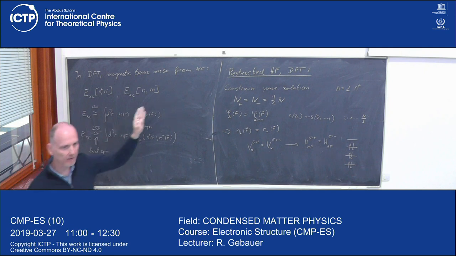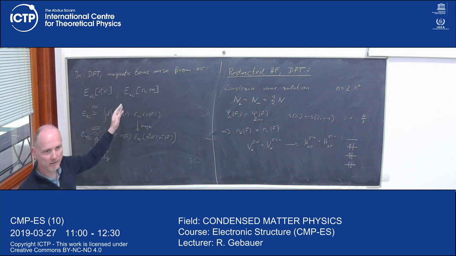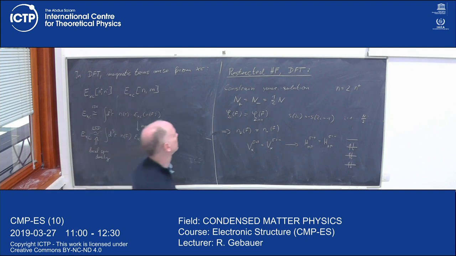So exactly like in Hartree-Fock, we will obtain that the Hamiltonian depends on the spin, and the spin up Kohn-Sham orbitals will feel a different Hamiltonian than the spin down spin orbitals.